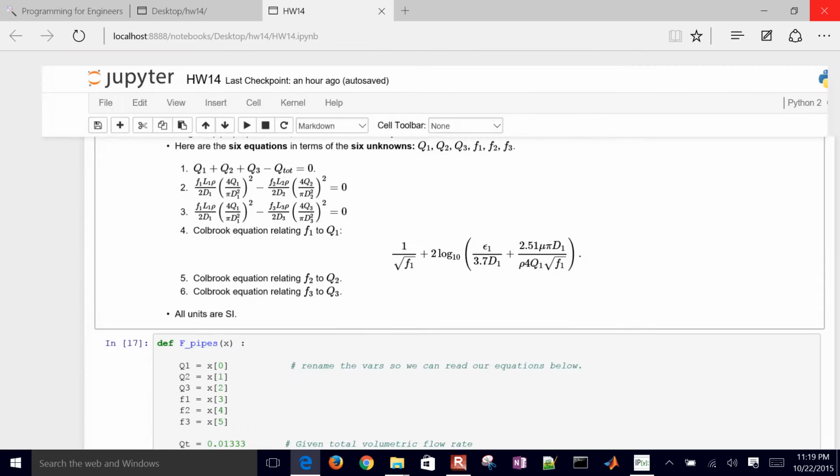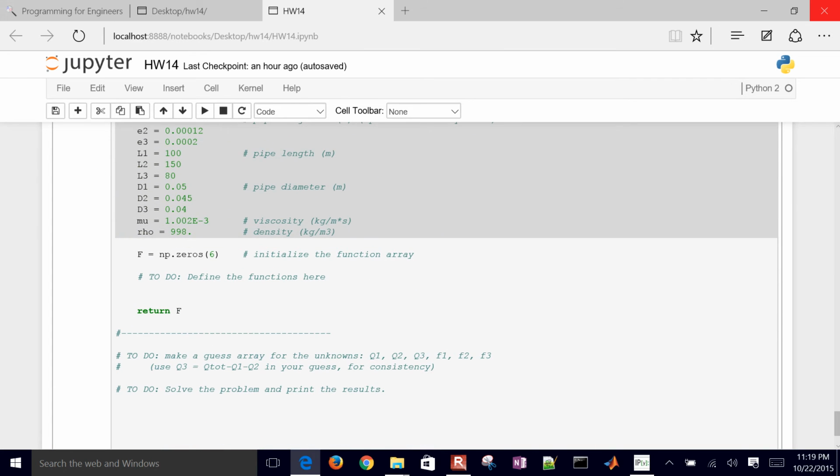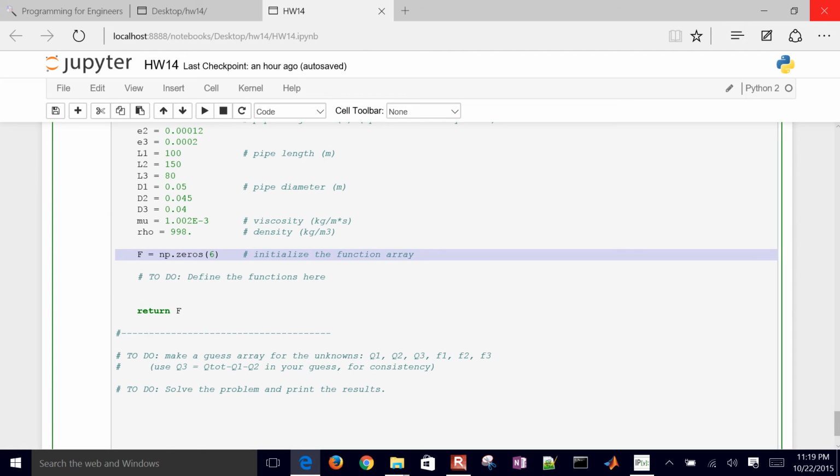Okay, so we have here some functions, this function F pipes that's already defined. We have our x values that come in and are conveniently renamed as our 6 unknown values. So we have the volumetric flow rates and then the friction factors, which we're going to try to determine. Now we do have all of this information about pipe roughness, pipe length, pipe diameter, viscosity of the fluid, and the density. This is going to be a liquid, liquid water most likely, with that density and viscosity. And then we are just going to initialize F to be zeros.